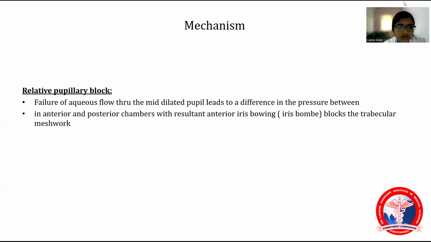Next one is the relative pupillary block. In relative pupillary block, there will be failure of aqueous flow through the mid-dilated pupil, which leads to a difference in the pressure between the anterior and posterior chamber with resultant anterior iris bowing, which is called iris bombé, which blocks the trabecular meshwork.